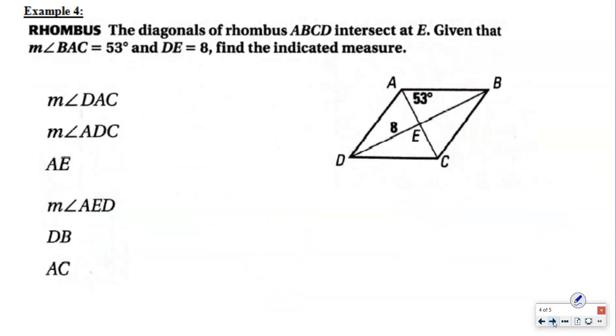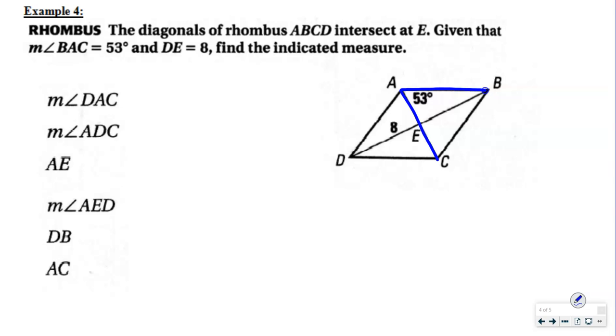Last example. The diagonals of rhombus ABCD intersect at point E. Given that angle BAC is 53 degrees, so that's this angle here is 53 degrees, and DE is 8, find the indicated measures. So we're told it's a rhombus.